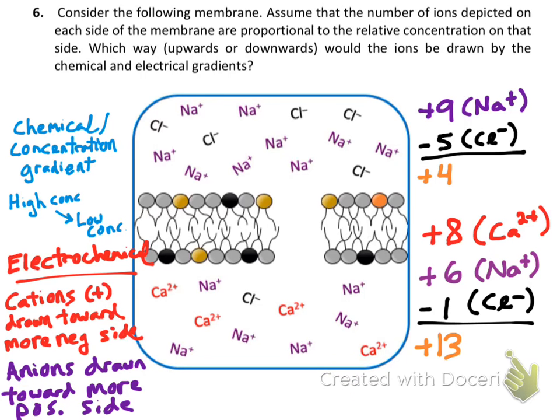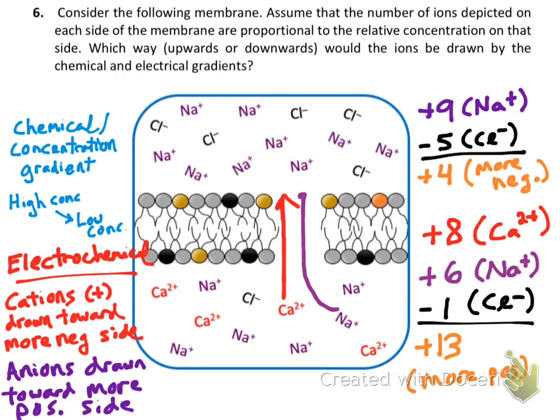That means that the cations, calcium and sodium, are going to be drawn toward the more negative side, the less positive side. So for calcium and sodium, in terms of their electrical gradient, you can kind of think of it as being pushed away from that more positive side, whereas the chlorides are going to be the opposite. The chlorides are going to be drawn this direction, toward the more positive side.